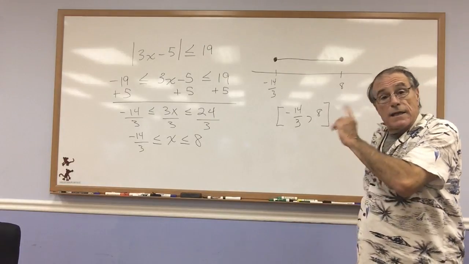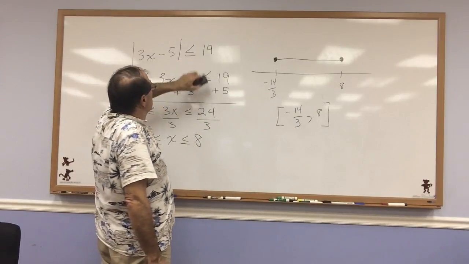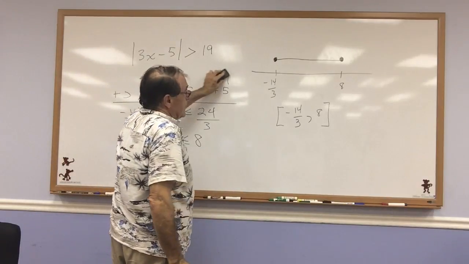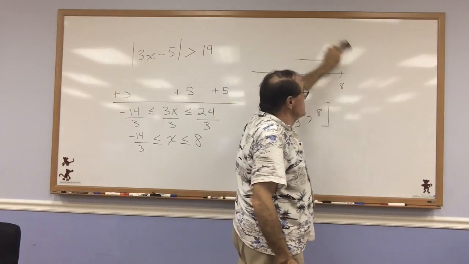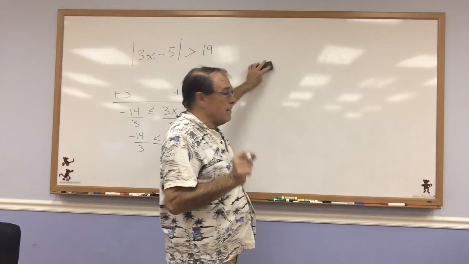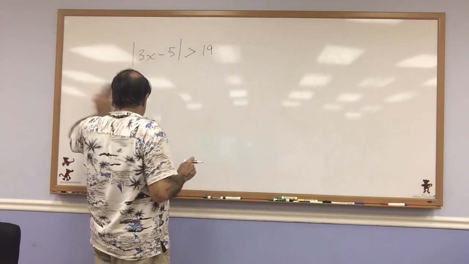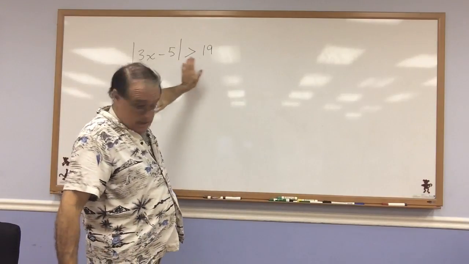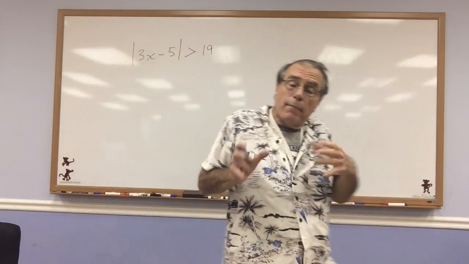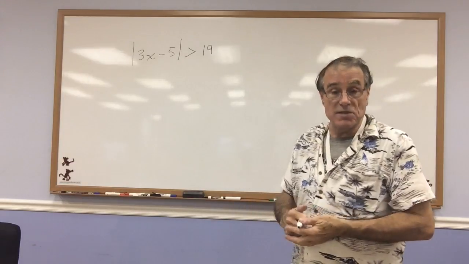Okay, let's take a similar problem to this one, and this time instead of less than or equal to 19, let's make it greater than 19. And this will change our initial first step. But what these two problems have in common is this. The first step is to write down what this statement says. Now this says I'm thinking of a number. And my number is 3x minus 5, and that number is more than 19 units away from 0.